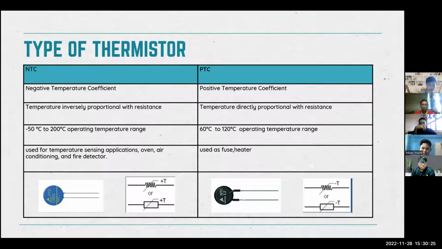NTC is used for temperature sensing applications, oven, air conditioning, and fire detector. And PTC is used as fuse and heater. And below here, we can see its symbol for NTC and PTC. Next.